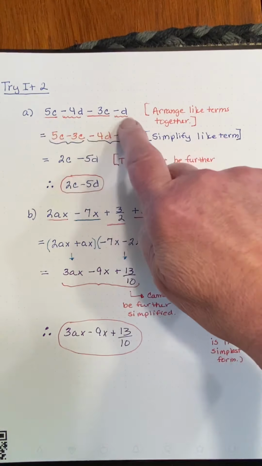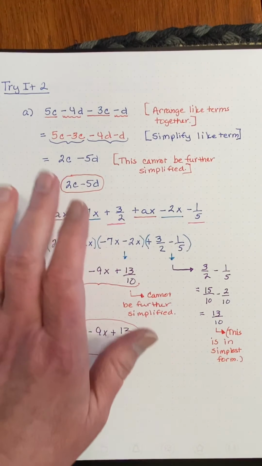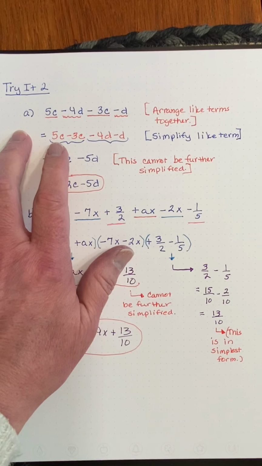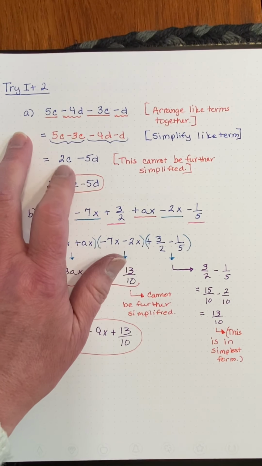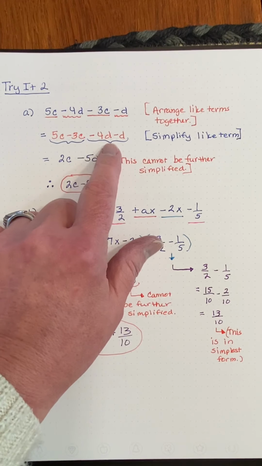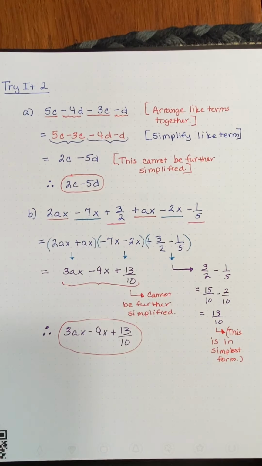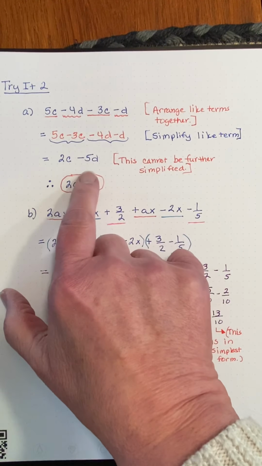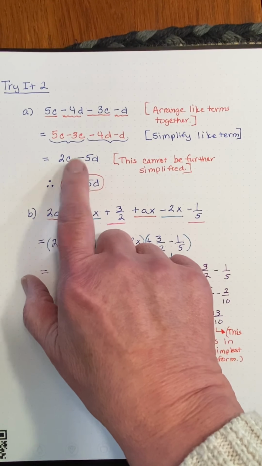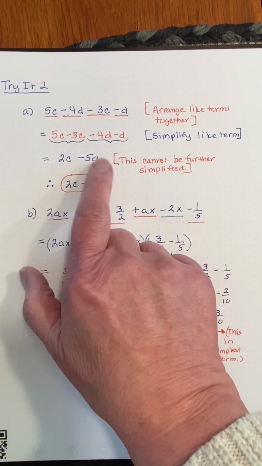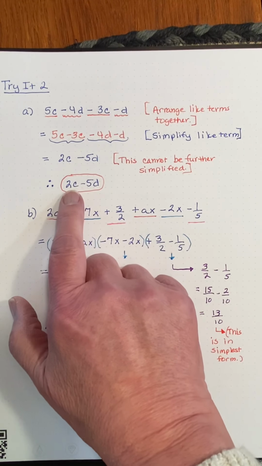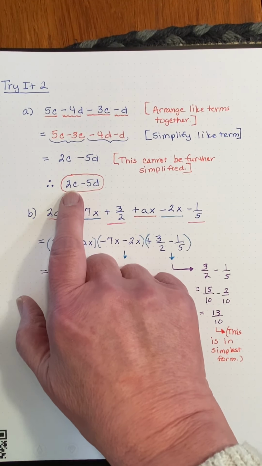So I have a positive 5c and a negative 3c, a negative 4d and a negative d. I just line them up like that. And then I combine my like terms. I can combine 5c and negative 3c, which is 2c, and I can combine negative 4d and negative d, which is the same as negative 1d, so I have a negative 5d. At this point, I cannot continue simplifying. It can't be further simplified because we don't have like terms anymore. Therefore, my answer in this case is 2c minus 5d.